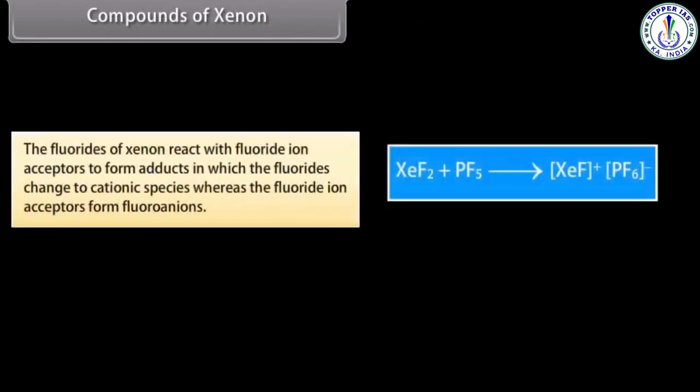The fluorides of xenon react with fluoride ion acceptors to form adducts in which the fluorides change to cationic species, whereas the fluoride ion acceptors form fluoroanions.